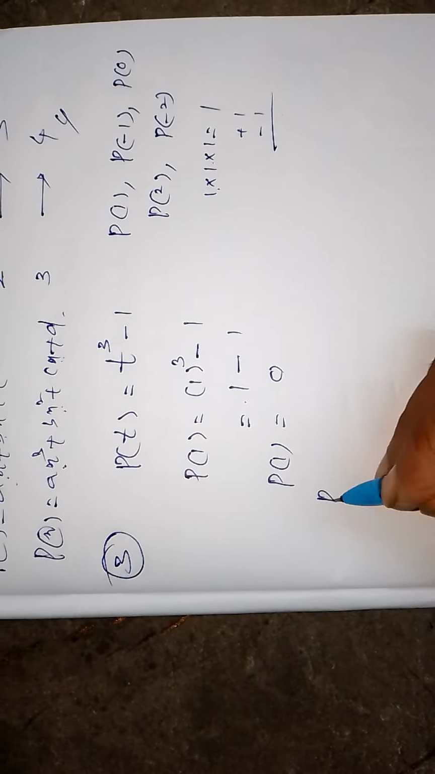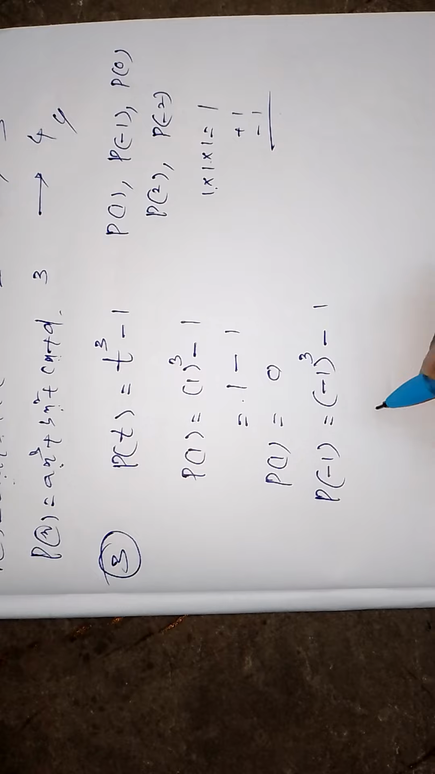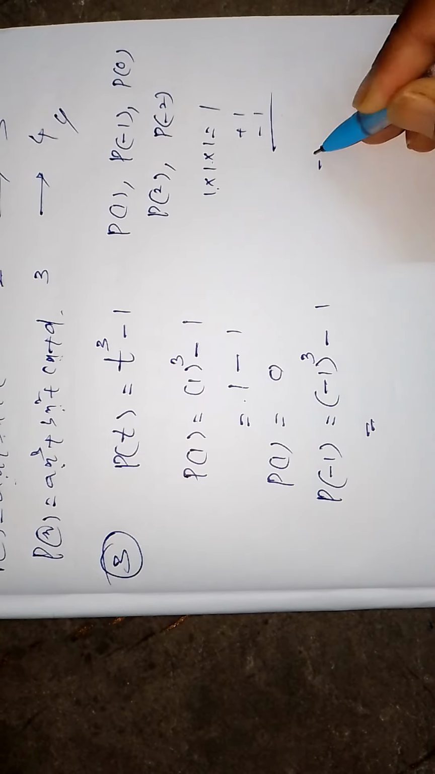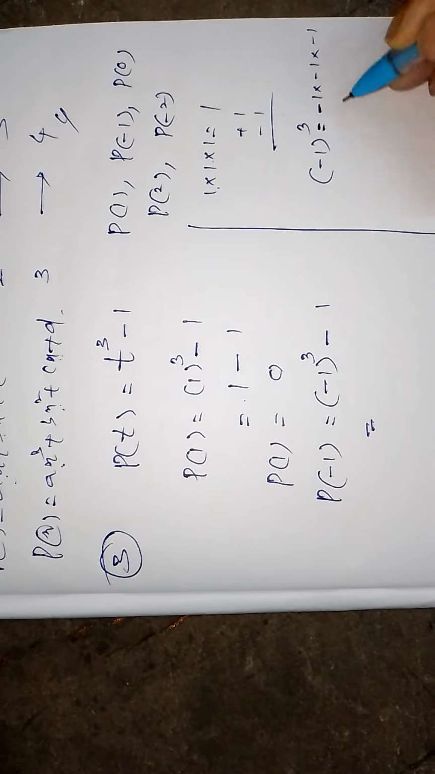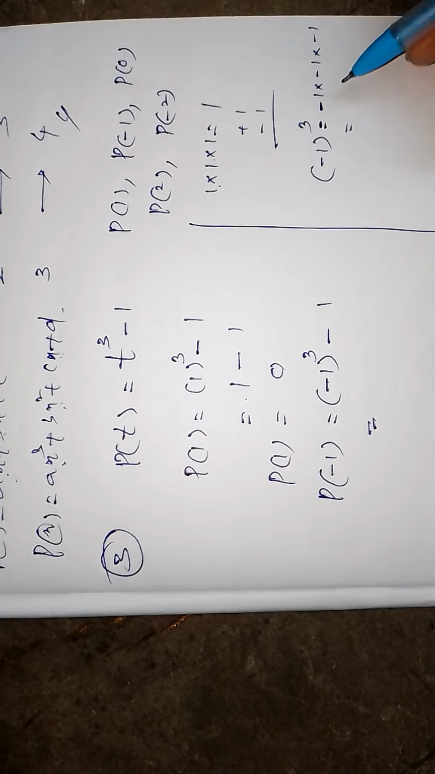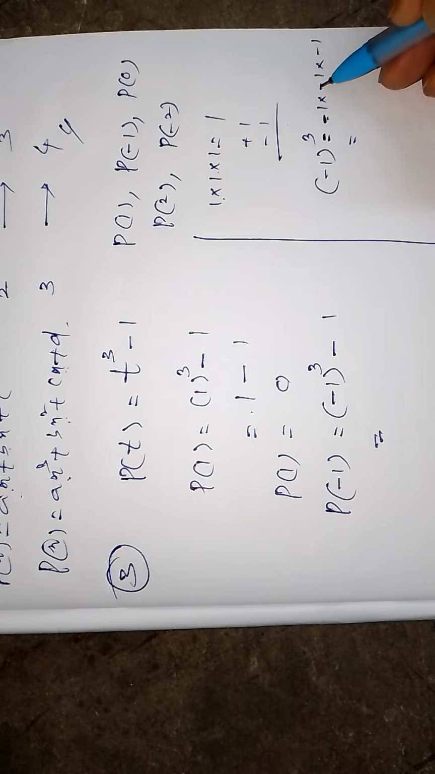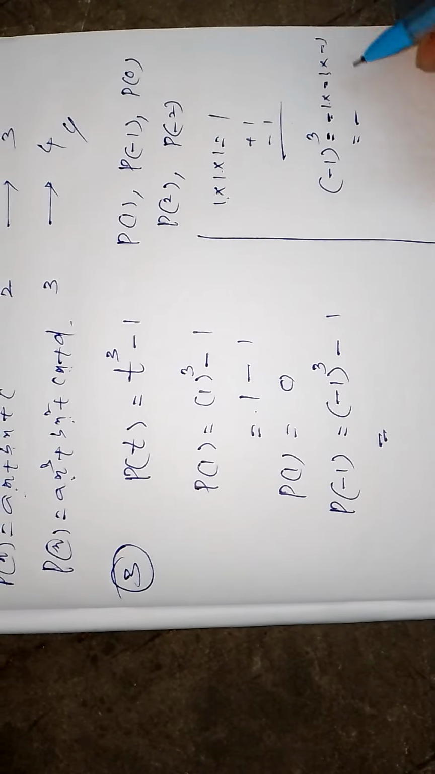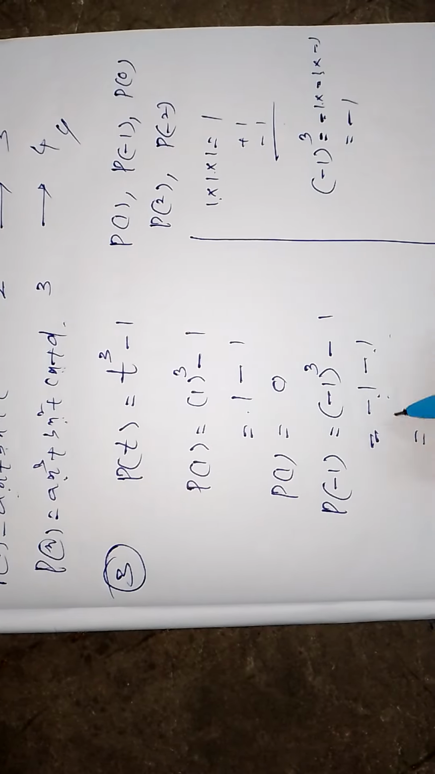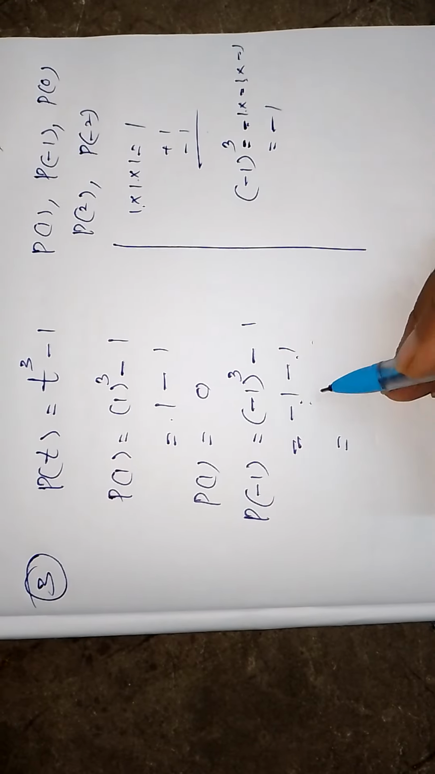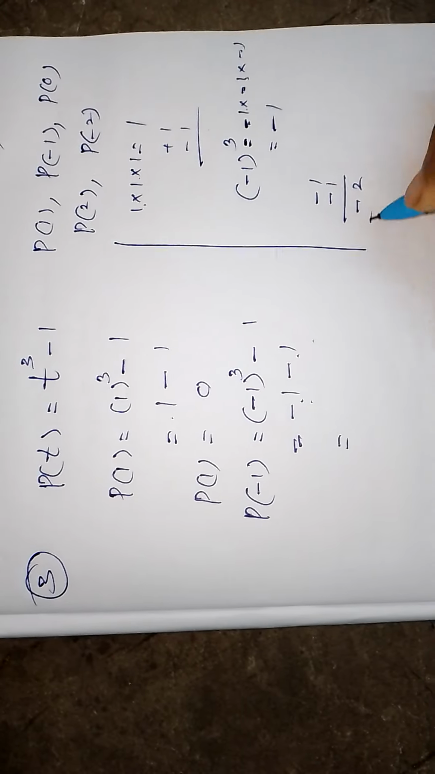Next, P of minus 1 is minus 1 whole cubed minus 1. Minus 1 whole cubed is minus 1 into minus 1 into minus 1. If a negative value is multiplied an odd number of times, minus into minus is plus, plus into minus is minus, so it is minus 1. Now in this expression, these two values have the same sign, so we add them and keep the same sign: minus 1 minus 1 is minus 2.